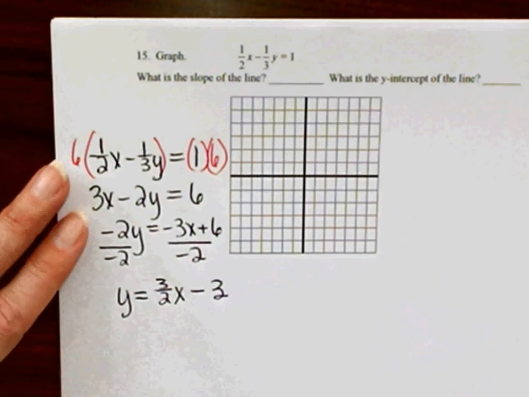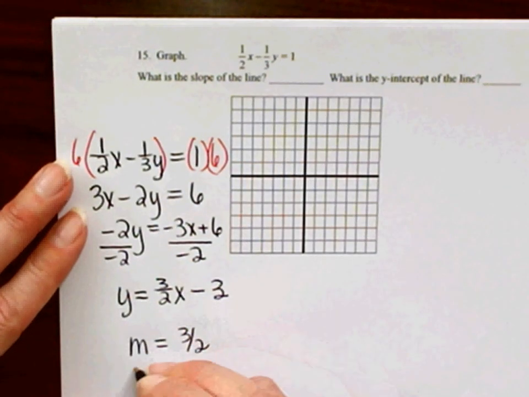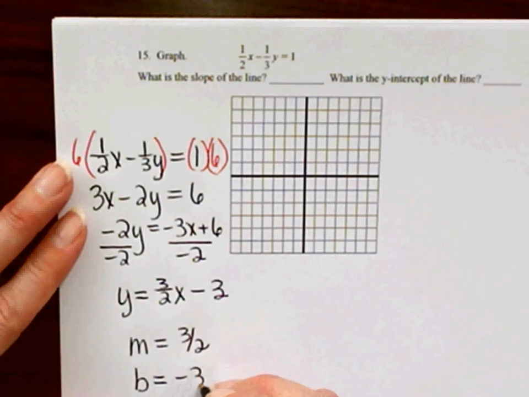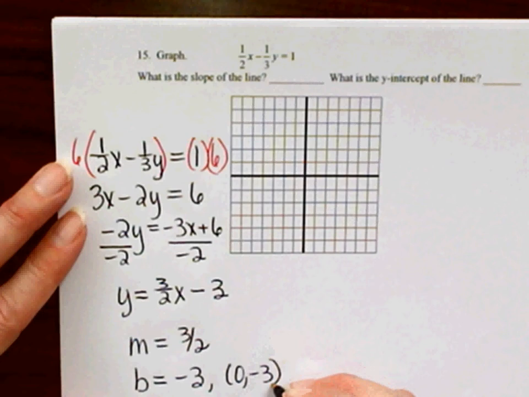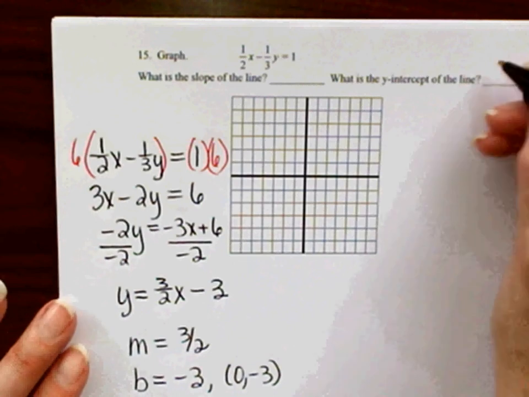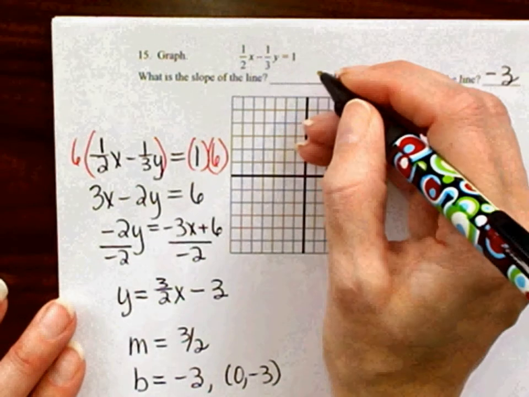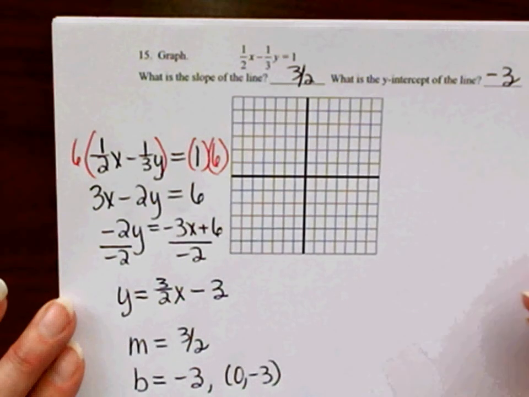Alright, so the slope, what is the slope? The slope's going to be 3/2. Y-intercept, a negative 3. That really represents a point at (0, negative 3). Alright, we got to start with the y-intercept. Well, first of all, let's plug in this information that we just acquired. So the slope's 3/2, and the y-intercept's a negative 3.